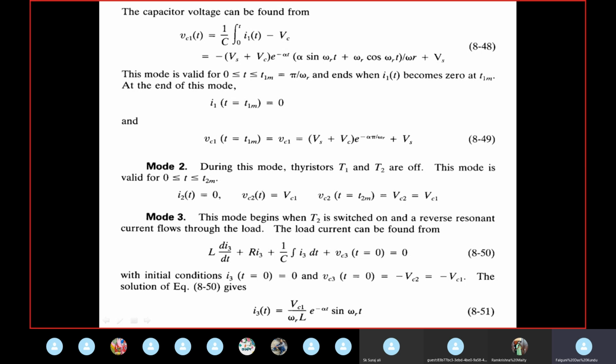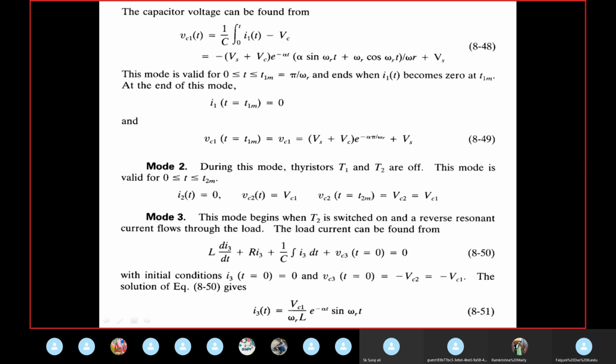Okay. Now at the end of this mode, what happened? I1 at t equals T1m equals 0. And Vc1 at t equals T1m is Vc1 equals (Vs plus Vc) into e to the power minus alpha pi by omega r, plus Vs.